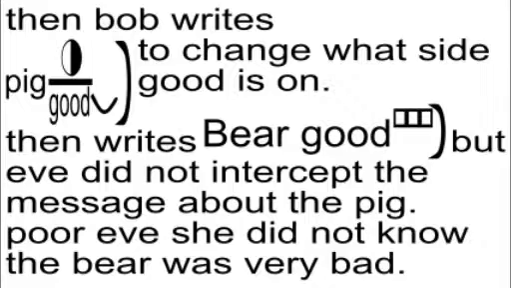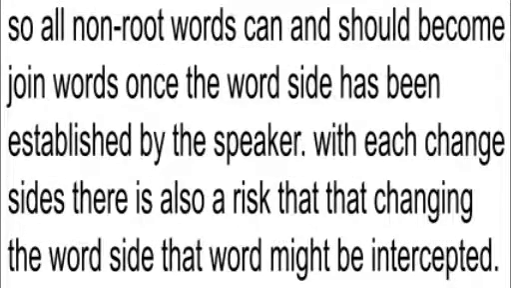For example, today is the new moon. When it is the new moon, I should have archived 8 messages, not 7. I know I am missing one message. I will knot up my shoelaces in a way for a request or resend of the third missing message. So all non-root words can and should become join words once the word side has been established by the speaker. With each change of sides, there is risk that the changing word side message might be the one intercepted.